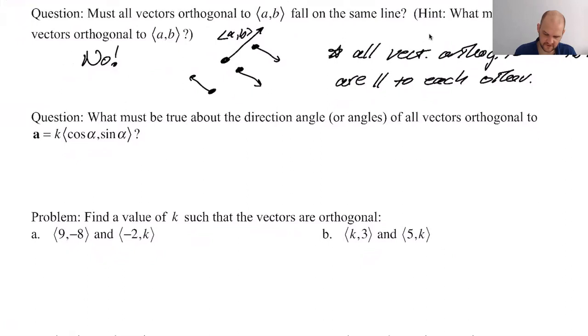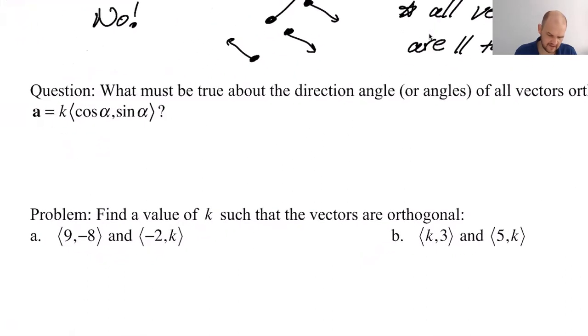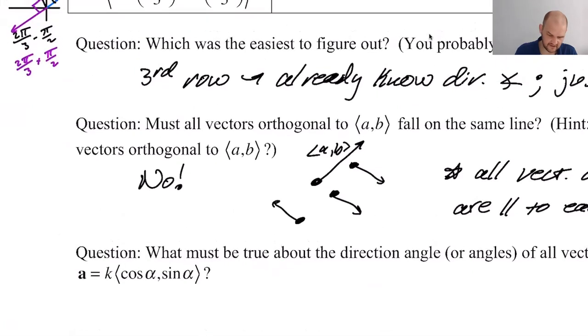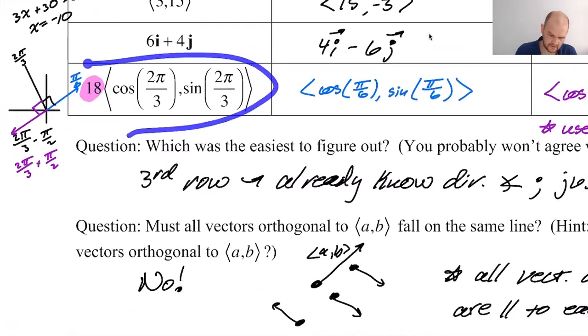What must be true for the direction angle or angles of all vectors orthogonal to A, which is cosine alpha, sine alpha? So this is basically this problem right here, right?